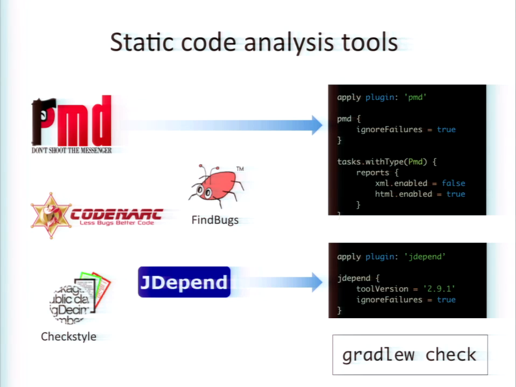So for each of them, we have a plugin. For example, apply plugin: PMD. You can then configure it further. Here it says don't fail the build if something with PMD goes wrong. I'm not a big fan of that. I'd rather just define a small set of rules and be very strict about them, because otherwise you run the risk of the broken window syndrome.